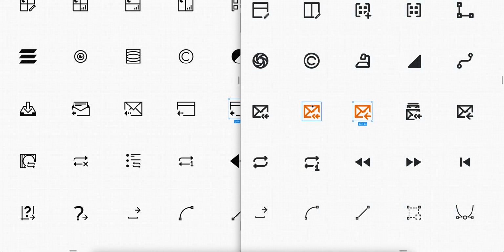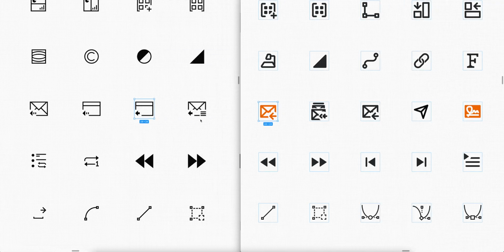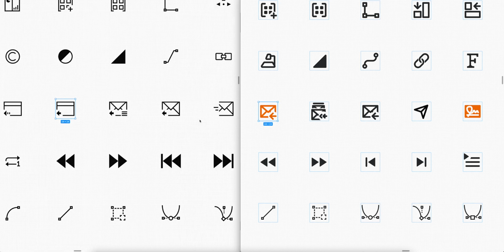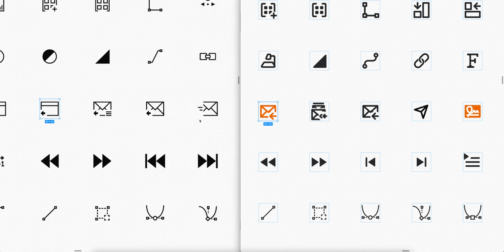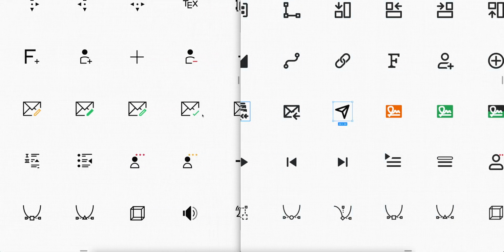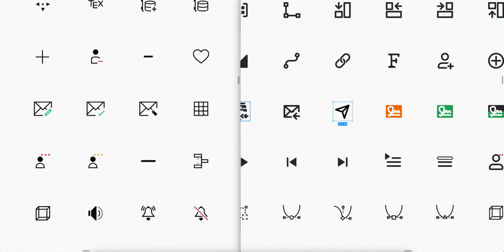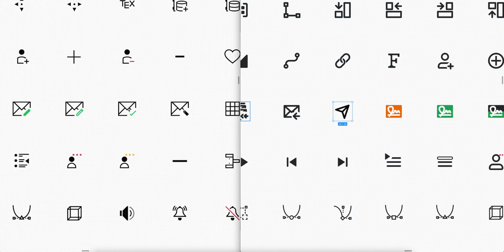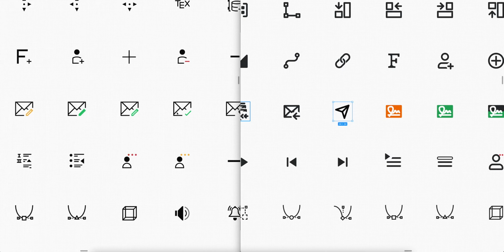So I went with color changes rather than changing the shape. I think that made more sense to me, given how intricate the meaning is. Then, send queue, send mail also changed. So instead of having this sort of check mark icon, I decided that it made more sense to have a more standard icon that represents sending a message.